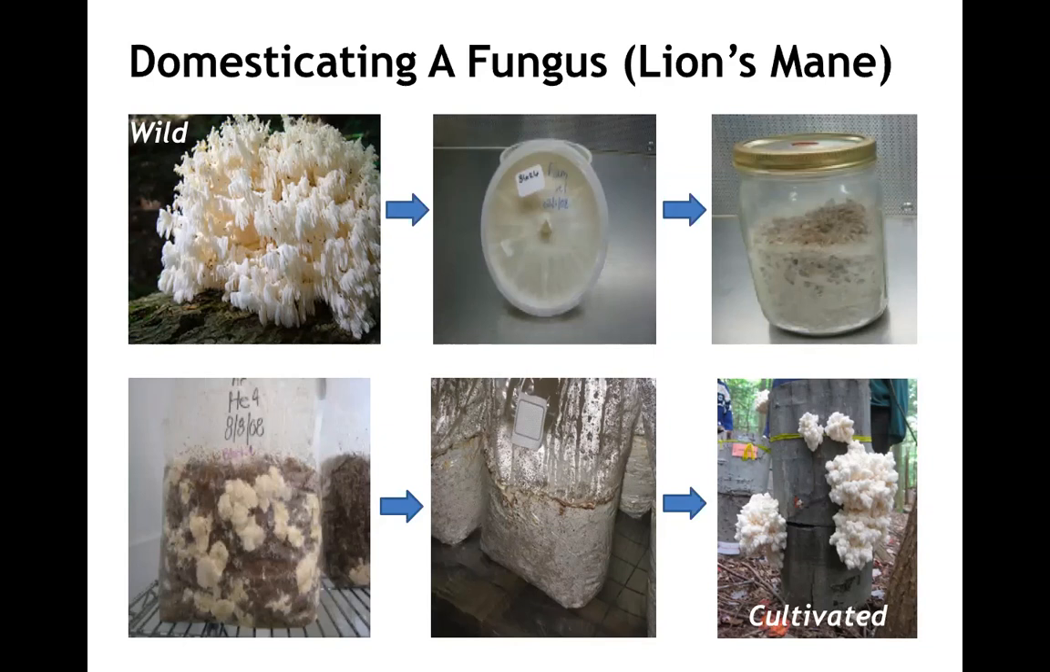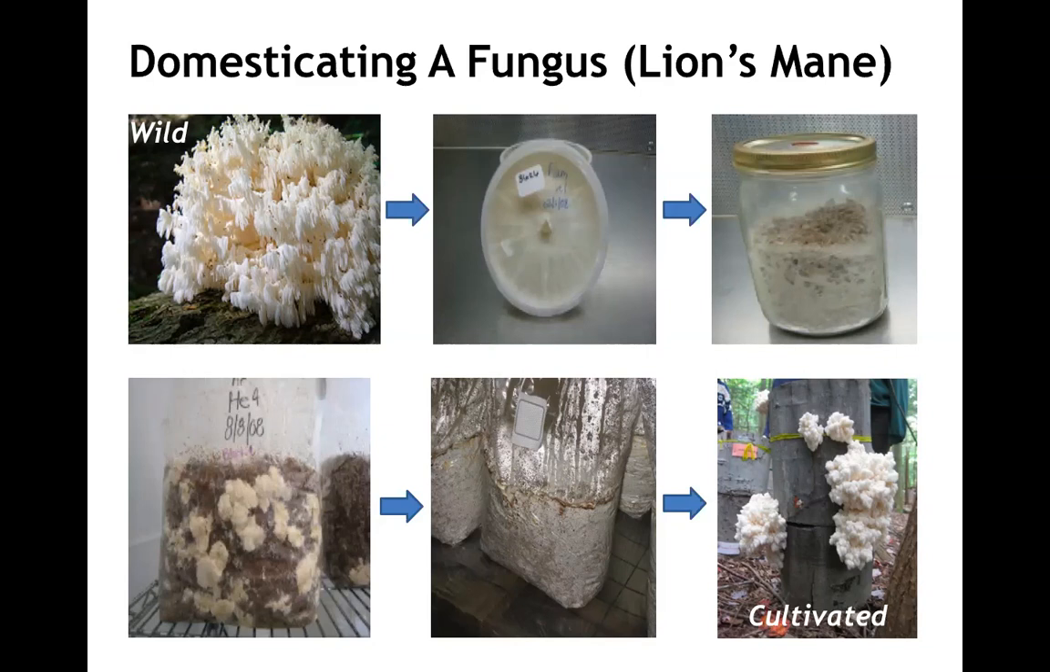So mushrooms have this amazing ability. You can take a little piece of that lion's mane there that's labeled wild, and you can take a little cutting of that, put it on a petri dish, as you see in the second photo there. That'll grow out onto the petri dish material, the agar or starch that you put in there, essentially a little bit of sugar to get it started.